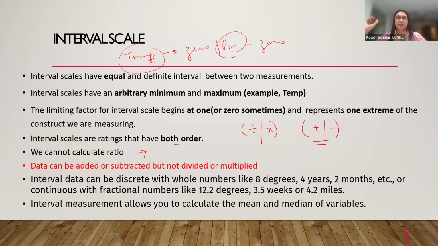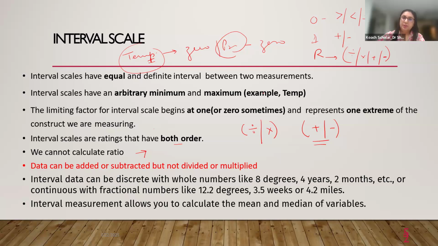In nominal you could not do anything, only frequencies. In ordinal you can say less than, greater than and equal to. In interval you can do plus and minus, and in ratio you can do everything: division, multiply, plus, minus, all mathematical operations, right? Here data cannot be divided but can be subtracted or added. Interval data can be discrete with whole numbers and continuous also.